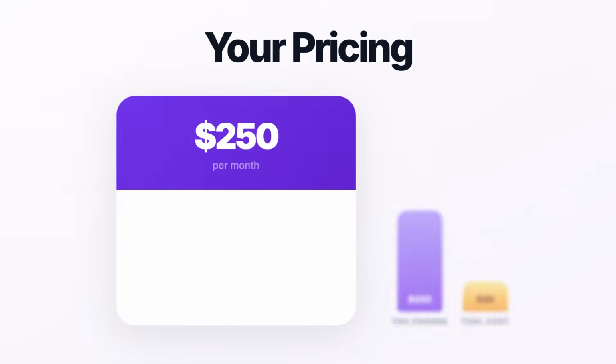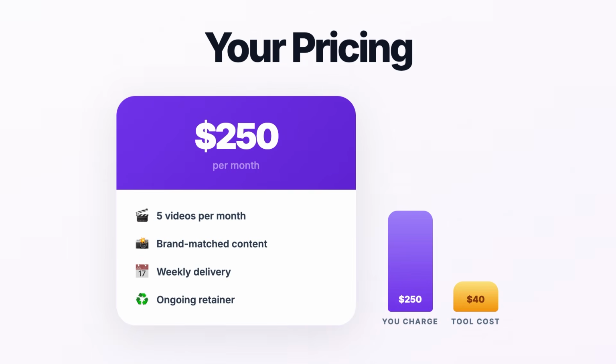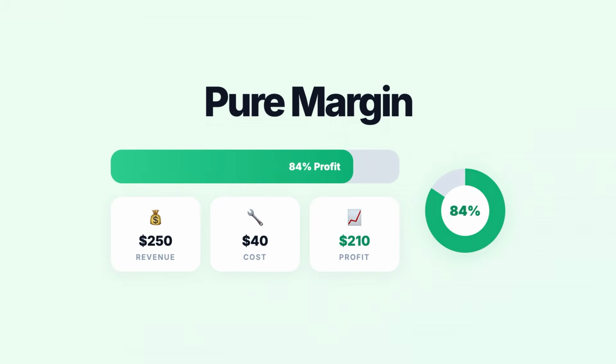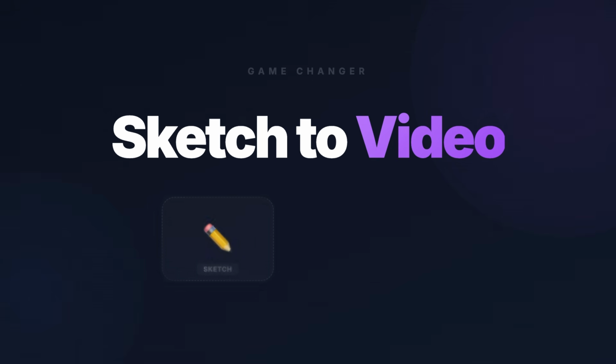You charge $250 a month for ongoing content. The tool costs you nothing to run. Most video platforms with AI generation features bundle that capability inside a $40 a month plan. Your margin is cleaner. The sketch to video feature is where this gets wild for product-based clients.